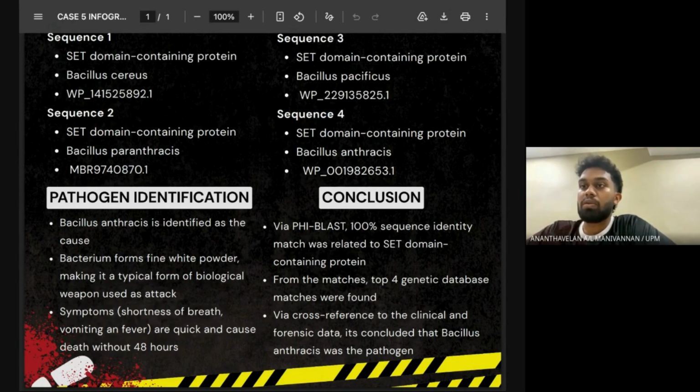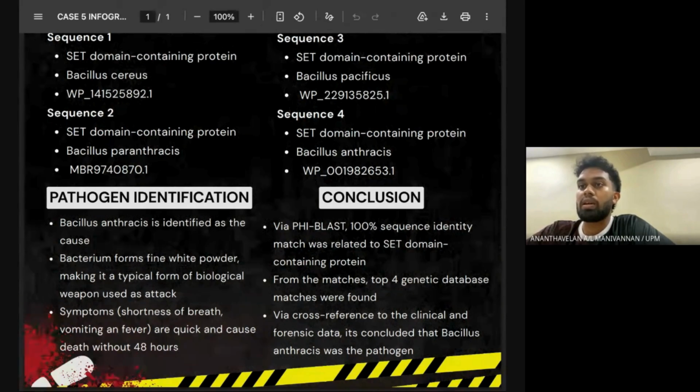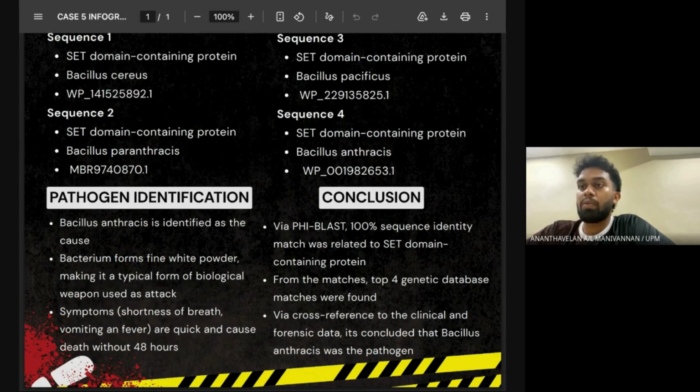So, as a conclusion, we concluded that this is the pathogen that caused the disease via protein BLAST, where 100% sequence identity was obtained. From the matches, we know that the top 4 matches were found, and through cross-reference to the clinical and forensic data, we can finally conclude that Bacillus anthracis was the pathogen.